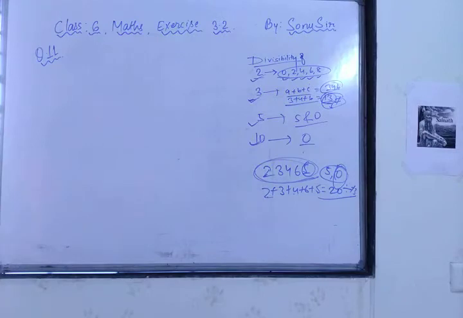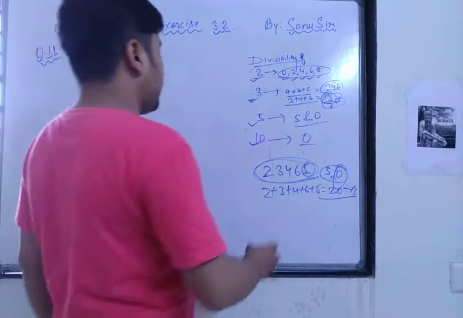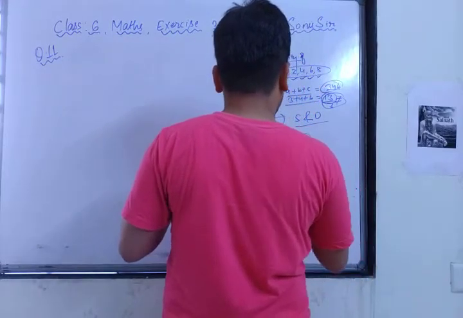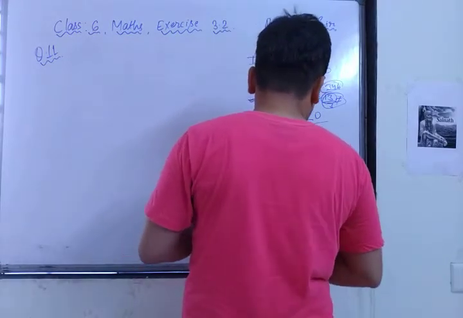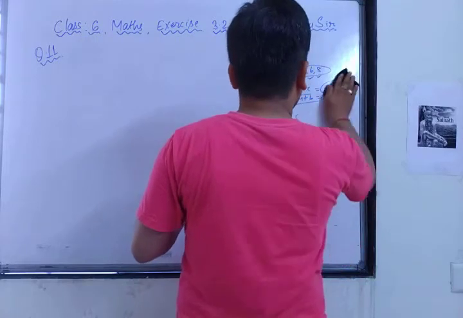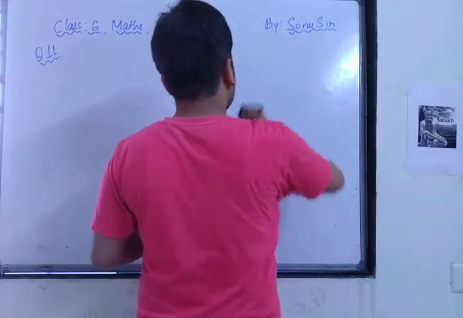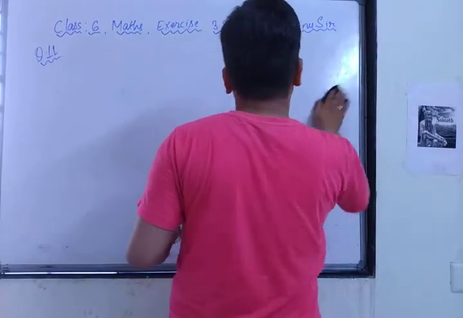So let's start our question number 11. Our question number 11 is: write 5 pairs of prime numbers less than 20 whose sum is divisible by 5. Now the question is a little bit critical, but you have to understand. What is the divisibility of 5? Can you first tell me? A number which has 0 or 5 at its unit place is divisible by 5. If the number doesn't have 0 or 5 at its unit place, then that number is not divisible by 5.